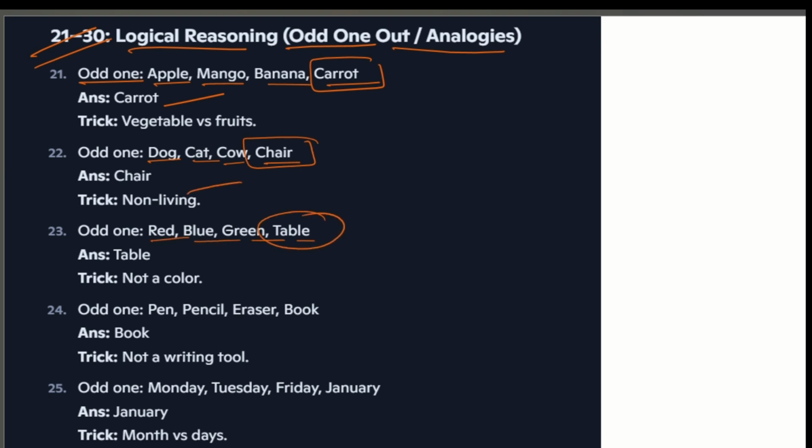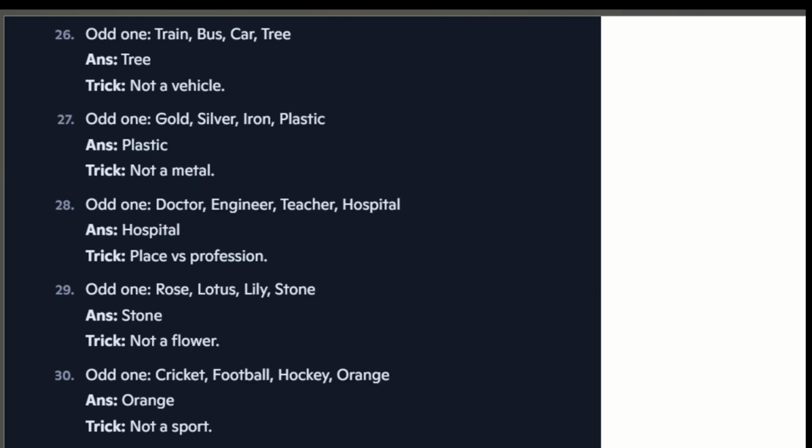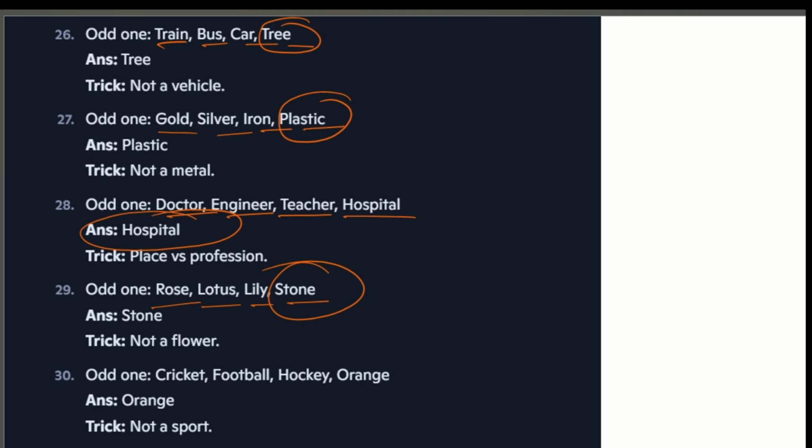Pen, pencil, razor, book. Book is odd. Monday, Tuesday, Friday, January. January, that is a month. Train, bus, car, tree. Tree is not a vehicle. Gold, silver, iron, plastic. Plastic is not a metal. Doctor, engineer, teacher, hospital. Hospital is a place versus a profession. Rose, lotus, lily, stone. Stone is not a flower. Cricket, football, hockey, orange. Orange is not a sport.